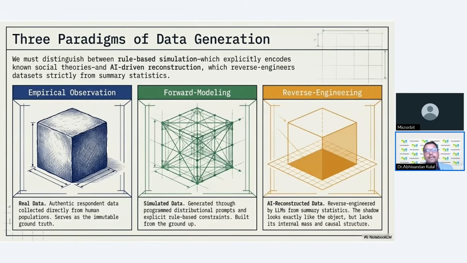And the last one is reverse engineered data. So this is my contribution in my paper. Reverse engineering data means, from the real data, I first generated the result, what we call summary statistics, or in research we call it output. I provided the output to the generative AI, and then it generated data. So that is called reverse engineering data.